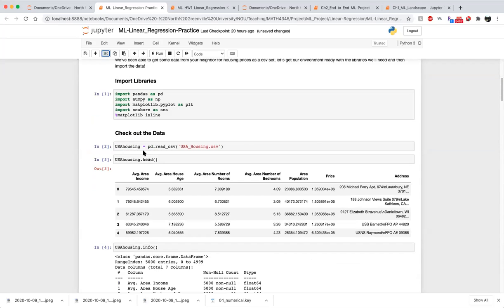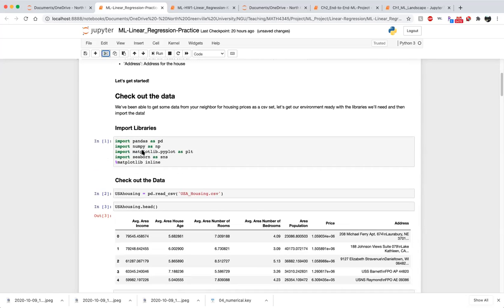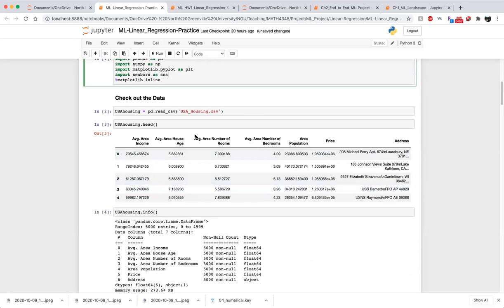So the libraries we need are pandas, definitely numpy, and then matplotlib pyplot, then seaborn. To keep the graphs from being too fancy, we comment this out. Now we import the USA housing CSV file. See, this is the data right here: average area income, age, rooms, bedrooms, and population.